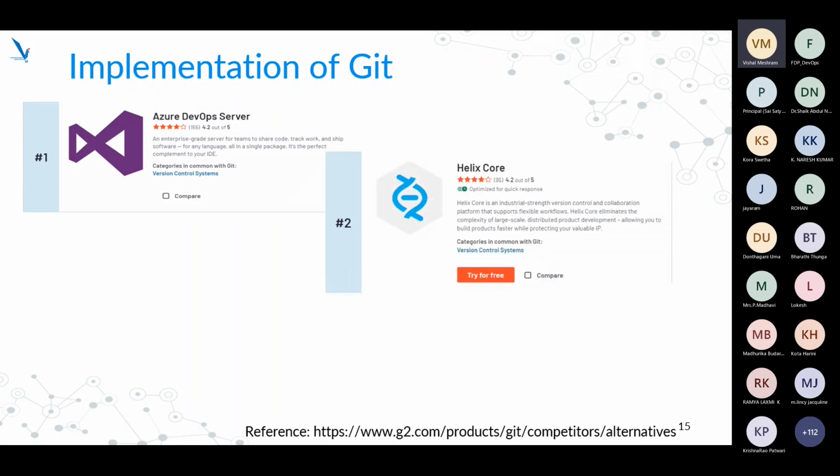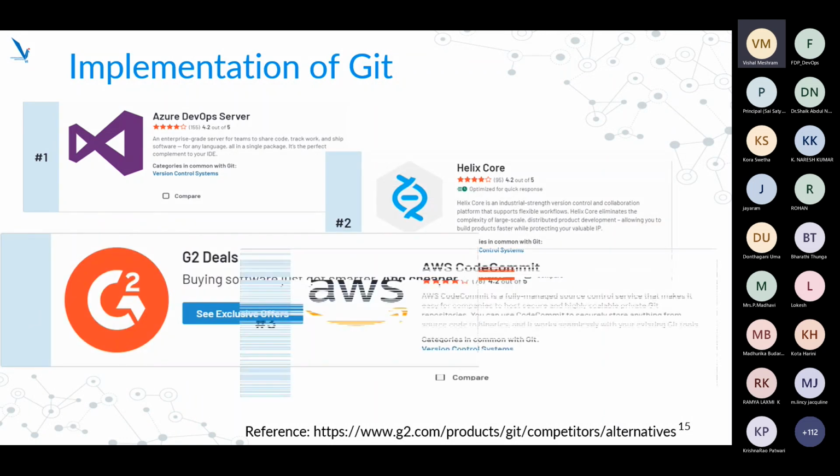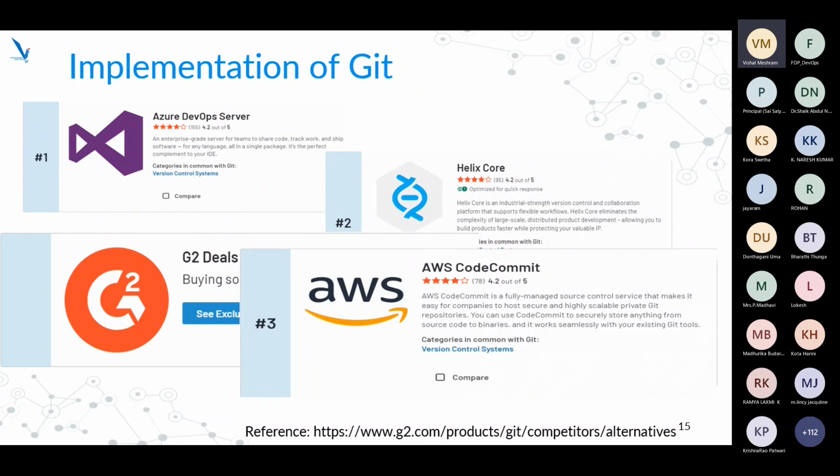Azure DevOps Server is there, Helix Core is there, GitHub-like tools, and AWS CodeCommit is there. The interesting thing to know is that internally all these tools use Git. Remember, Git is an open source and free tool, so what people normally do is take it, add new features, and give it their own name. Just like Linux: the Linux kernel is free and open source, but you will also find Red Hat Linux, which is proprietary to Red Hat. In the same way, these are similar tools, and you can find many more on this website. I have mentioned the website here, and you can compare them also.